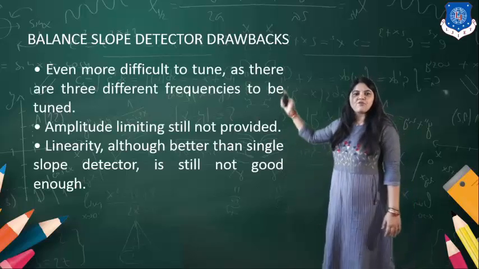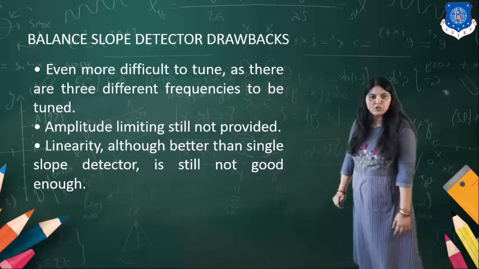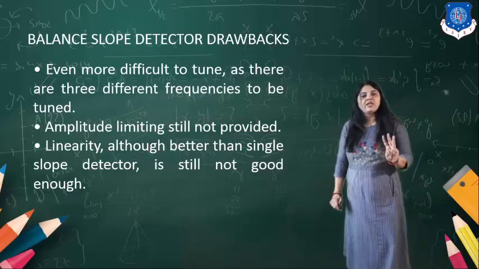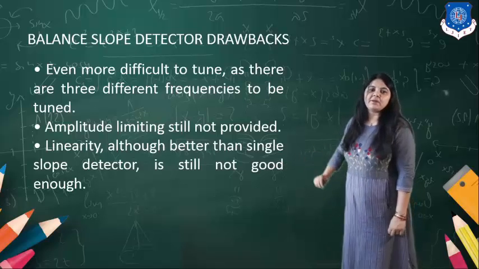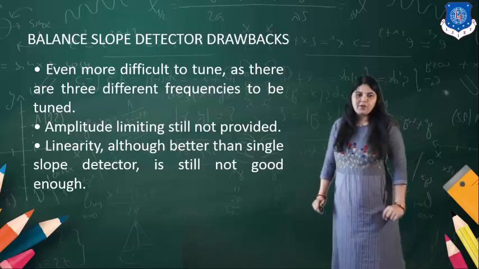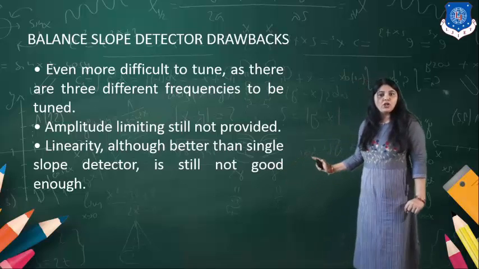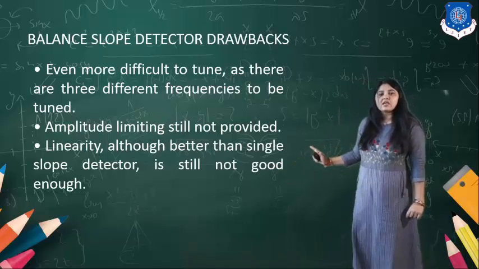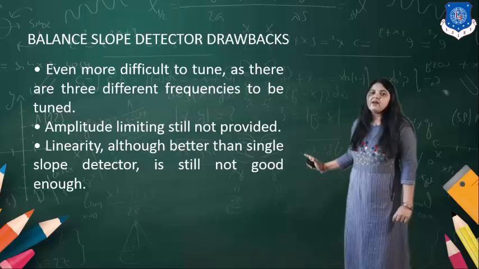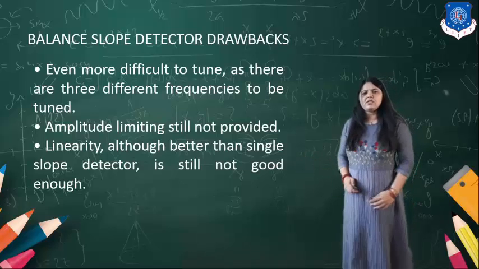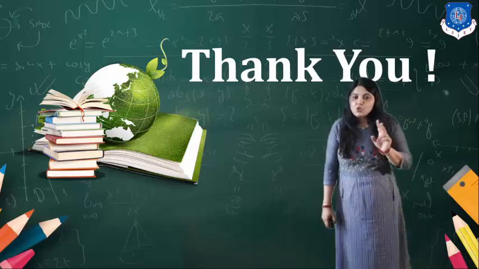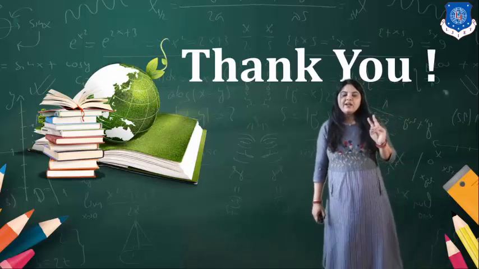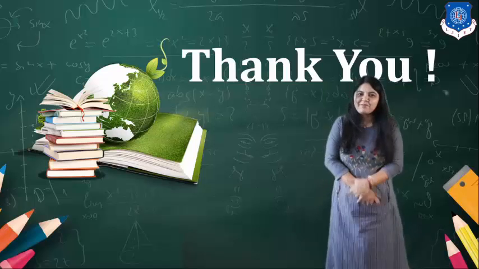Drawbacks: it is even more difficult to tune, as there are 3 different frequencies to be tuned. Amplitude limiting is still not provided. Linearity, although better than the single slope detector, is still not good enough. So that covers the 2 methods of direct FM demodulation.